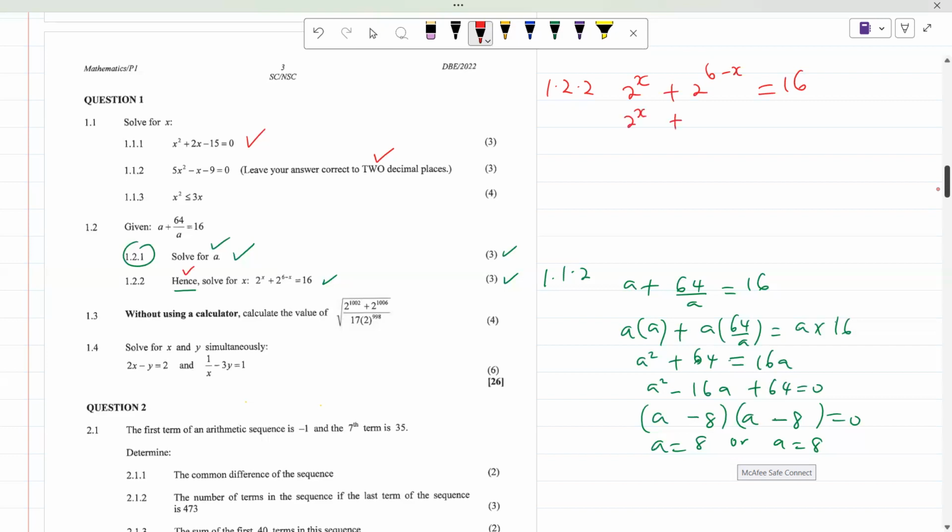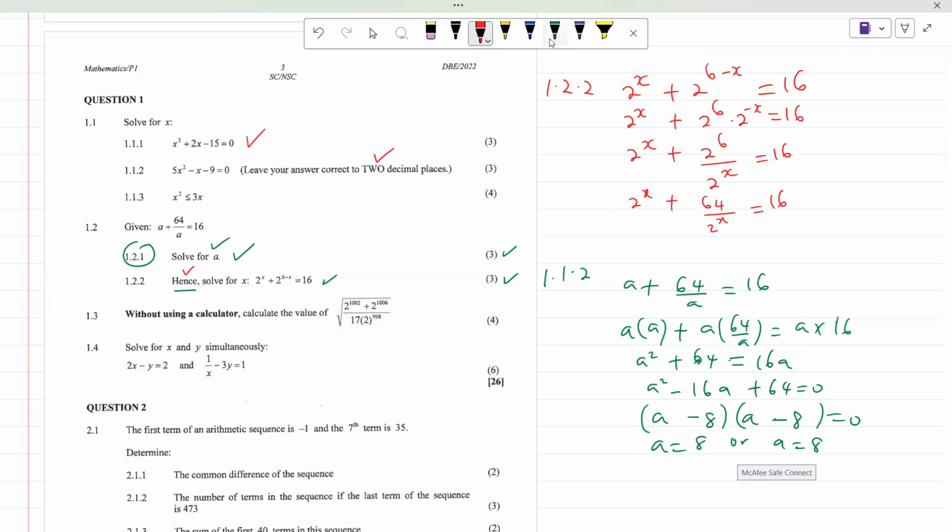So this is 2 to the power x plus 2 to the power 6, because now you can break the 2 to the power 6 minus x to that. So that you have 2 to the power x plus 2 to the power 6 divided by 2 to the power x is equal to 16. And this is exactly 2 to the power x plus, what is 2 to the power 6? It's exactly 64 over 2 to the power x is equal to 16. Right, this realization is very important for us because it's exactly what we got at the bottom.